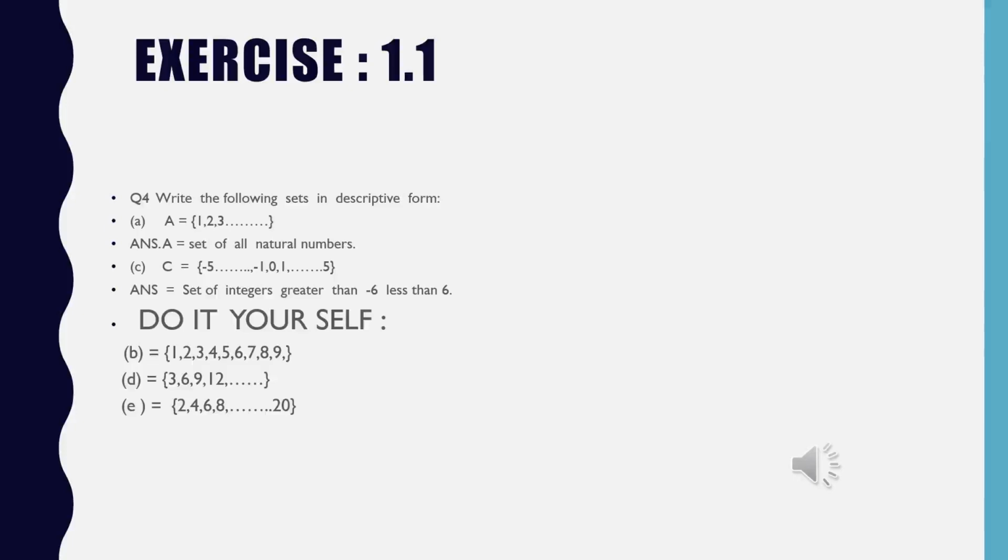The last part, that is set E is equal to 2, 4, 6, 8 dash dash till 20 bracket close. You will describe it in the descriptive form like set of positive even numbers less than or equal to 20. This is all about question number 4. Now we will start question 5. Thank you.